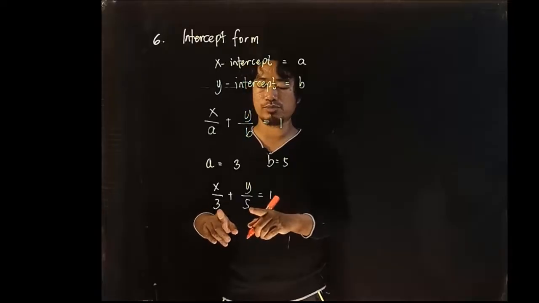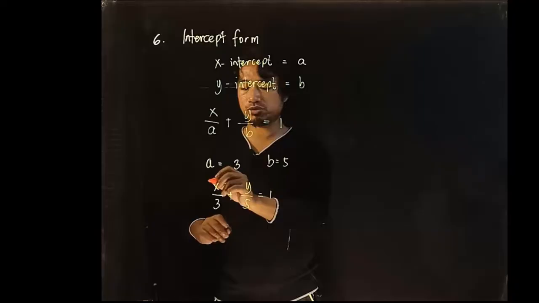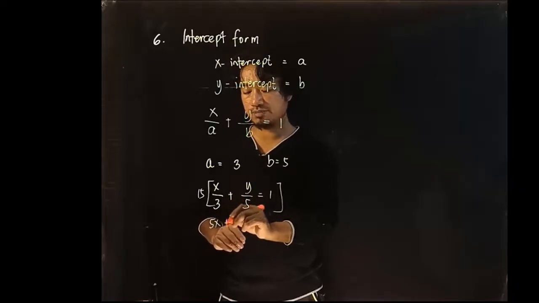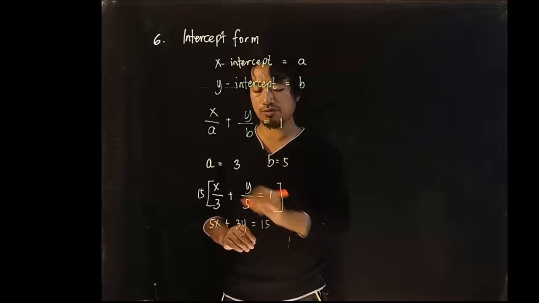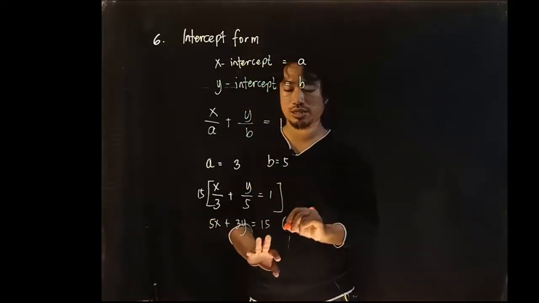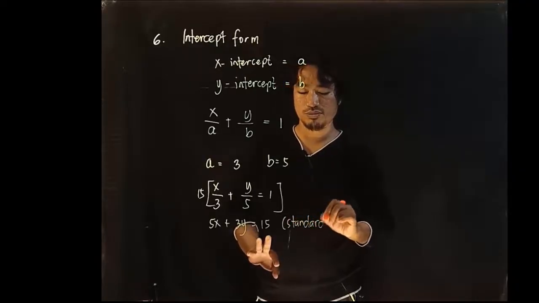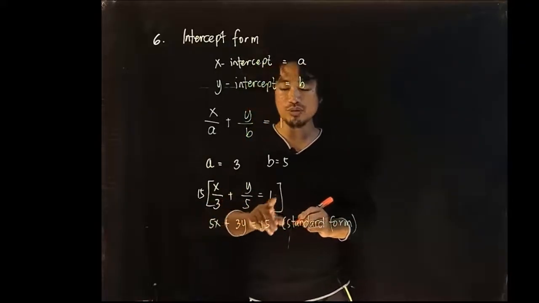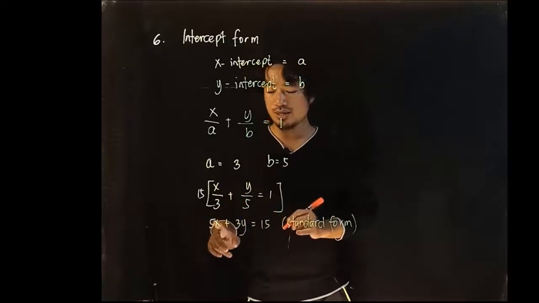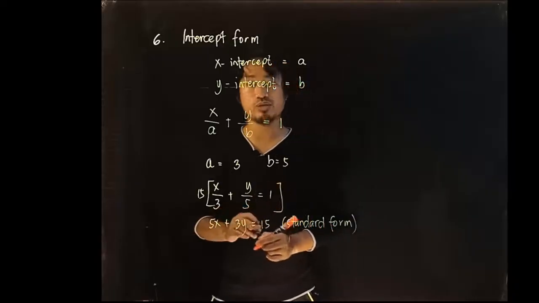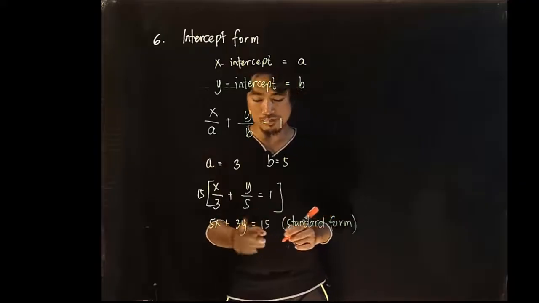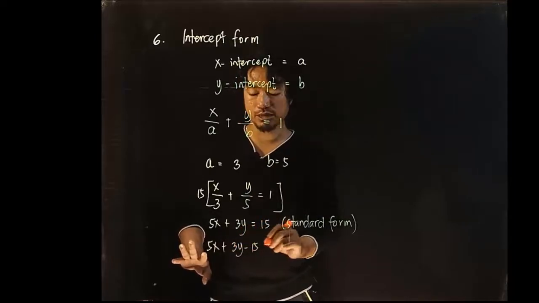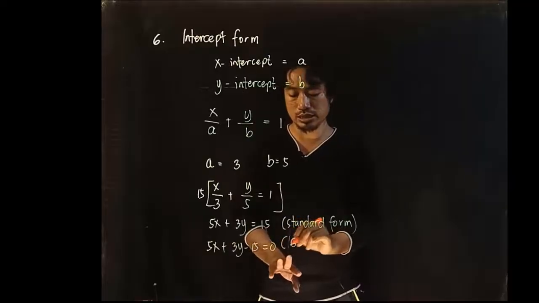So from this form, we can transform this into other forms of equation. So first, we can multiply the least common multiple of 3 and 5, which is 15, on both sides. So this will give us 5x plus 3y is equal to 15. So this is the standard form of this equation. So x over 3 plus y over 5 equals 1 is the same line having a standard form of 5x plus 3y is equal to 15. At the same time, we can transpose this on the other side. 5x plus 3y minus 15 is equal to 0 is the equivalent general form.